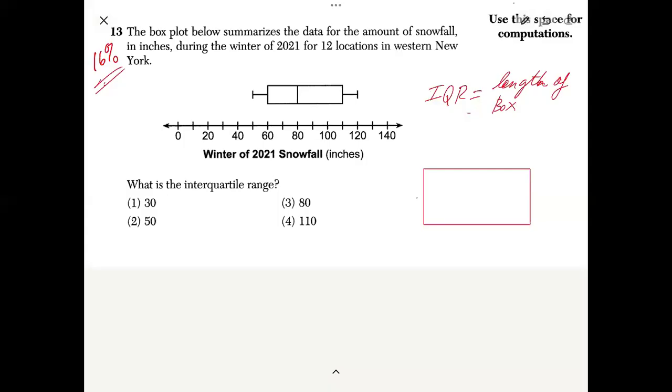Hey guys, this is Mr. H. I wanted to go over question number 13 from the June 2024 Regents exam.